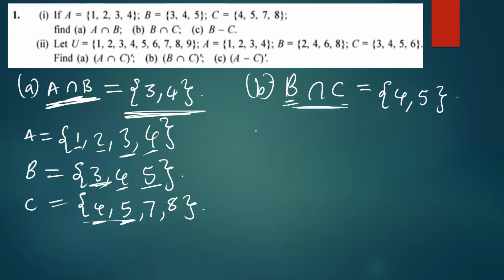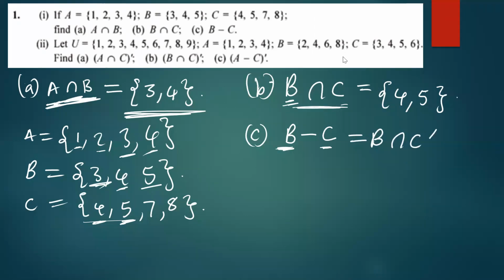So let's look at part C, which is the last question on the first one there. When they ask you to list B minus C, they simply mean you list the elements that are in B, excluding those that are in C. The mathematical way you can represent this is B intersection C complement.